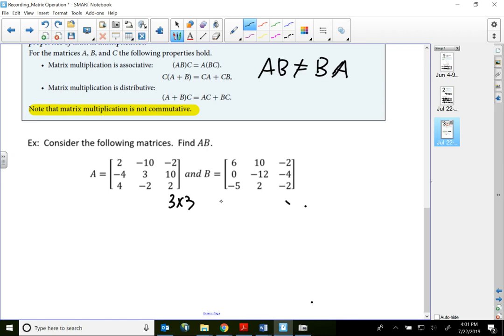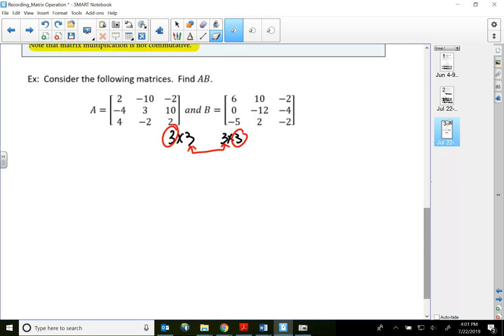This is 3 by 3. This is 3 by 3. So since the inner dimensions are the same, my resulting matrix will also be 3 by 3. Let's go ahead and get started. This is a little bit tricky. All right, A times B.